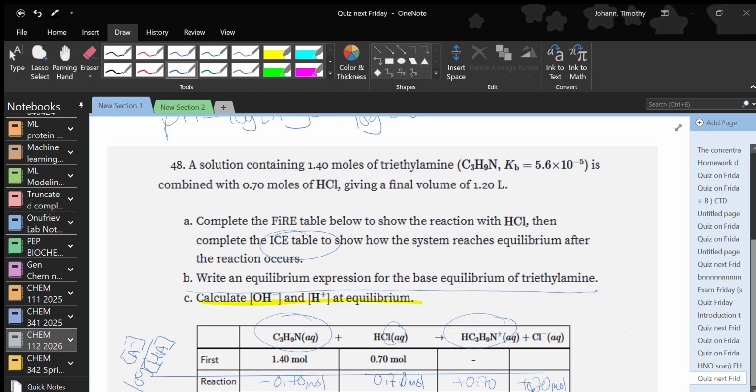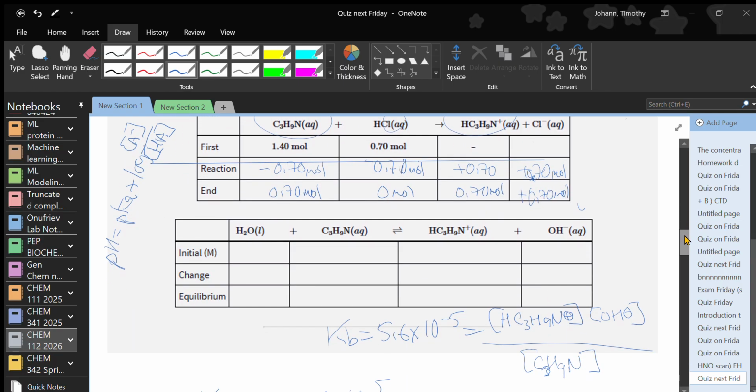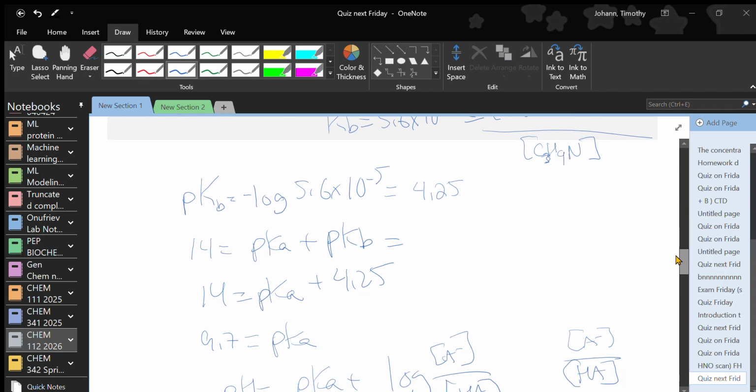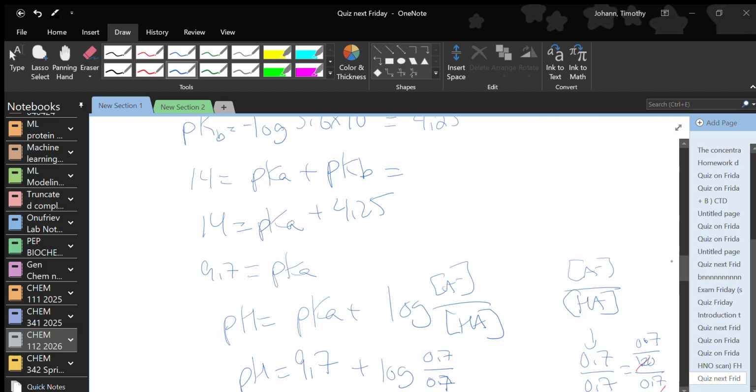Yes, in terms of sig figs, we're working with 2 sig figs, and 9.7 is 1 sig fig. I agree with that. So let me remind myself how I got there, though. 14 minus 4.25 is what we had. Because it gives you a significantly different answer. It gives you 1.78 times 10 to the negative 10 instead of 2.00. What was it? 7.8. Yeah, I agree.